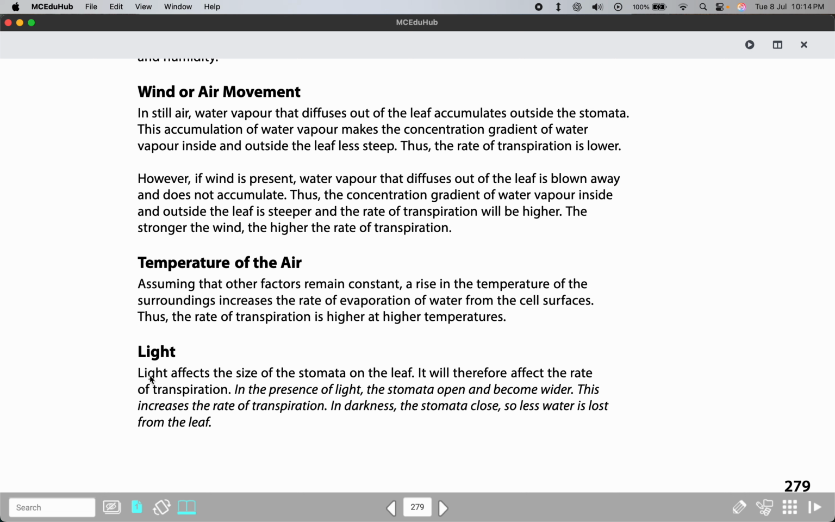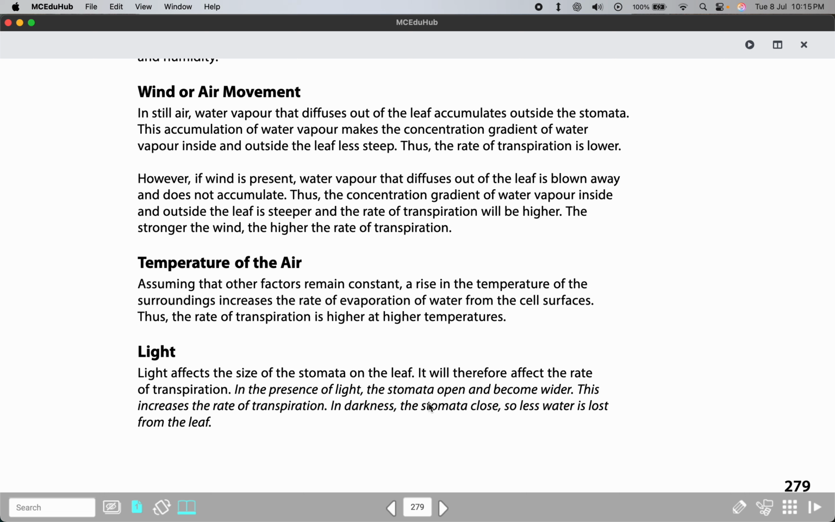Okay, light affects the size of the stomata of the leaf. When there's more light, there's more photosynthesis, and then the guard cells will open wider. When the guard cells open wider, the stomata also open wider. This will affect the rate of transpiration. In the presence of light, stomata open wider, increasing the rate of transpiration, but in darkness, the stomata will close and less water will be lost from the leaf.